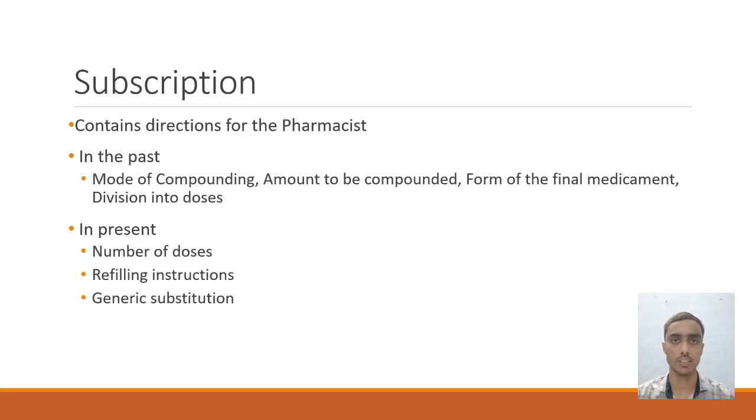Now the next part is a subscription. Subscription contains directions for the pharmacist. Now in the past, that is in the compounding type of subscriptions, they used to contain the mode of compounding and the final form of medications. Now in the present times, subscription contains the number of tablets to be given, the number of refills to be given, and whether generic substitution is permitted or not.